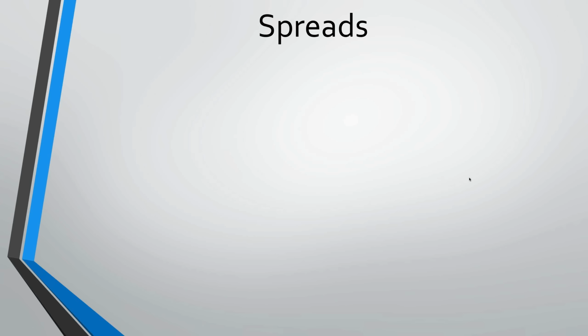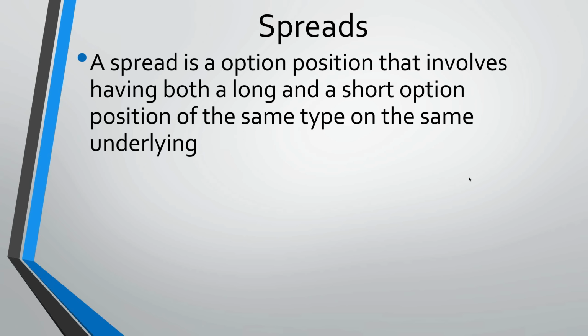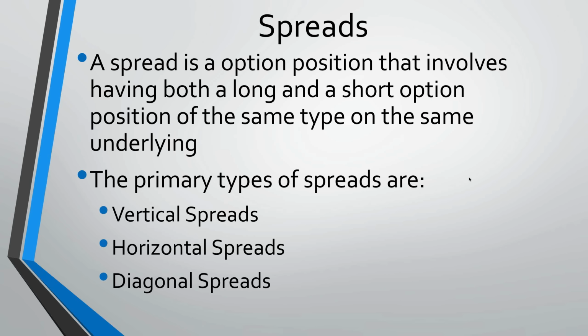Now we're going to get back into our spreads. A spread is an option position that involves having both a long and a short option position of the same type on the same underlying. The primary types of spreads are vertical spreads, horizontal spreads, and diagonal spreads.